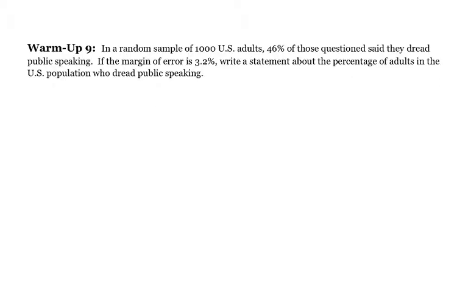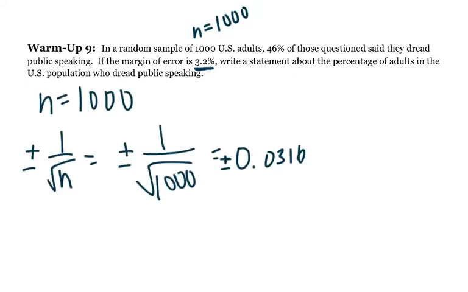So we have a random sample of 1,000 US adults. 46% of those questioned said that they dread public speaking. If the margin of error is 3.2%, write a statement about the percentage of adults in the US population who dread public speaking. So our n value is equal to 1,000. Essentially here, they're telling us what the margin of error is. They're saying it's 3.2%.